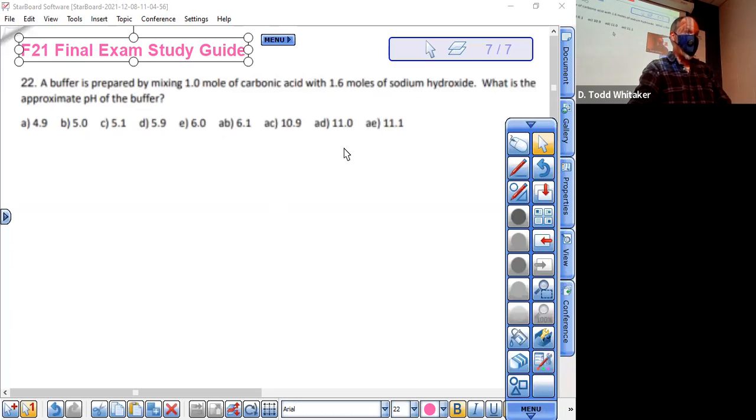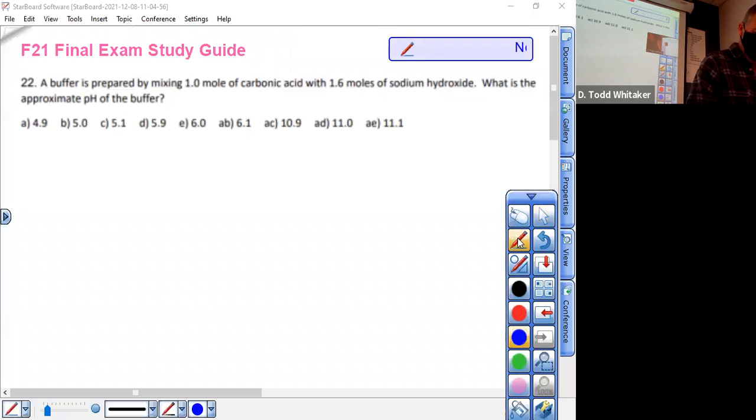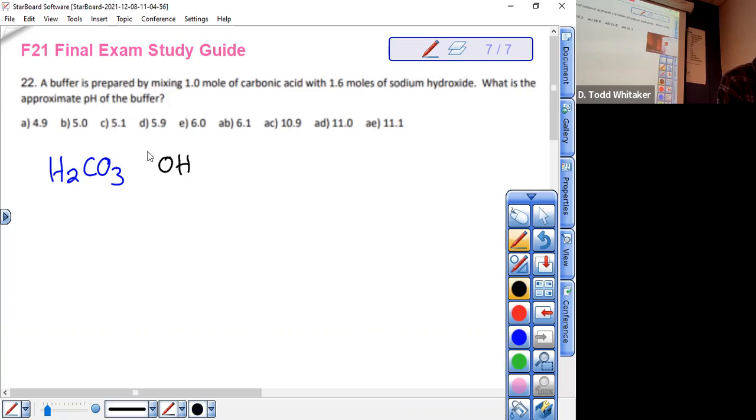We need to know carbonic acid. That's one of our pKa's. So it's on our pKa table. It's fair game. H2CO3 is carbonic acid, and it's reacting with hydroxide in our first ICE problem. And you've got 1 mole. And you've got 1.6 moles. Excess hydroxide, not 16. No. 1.6.